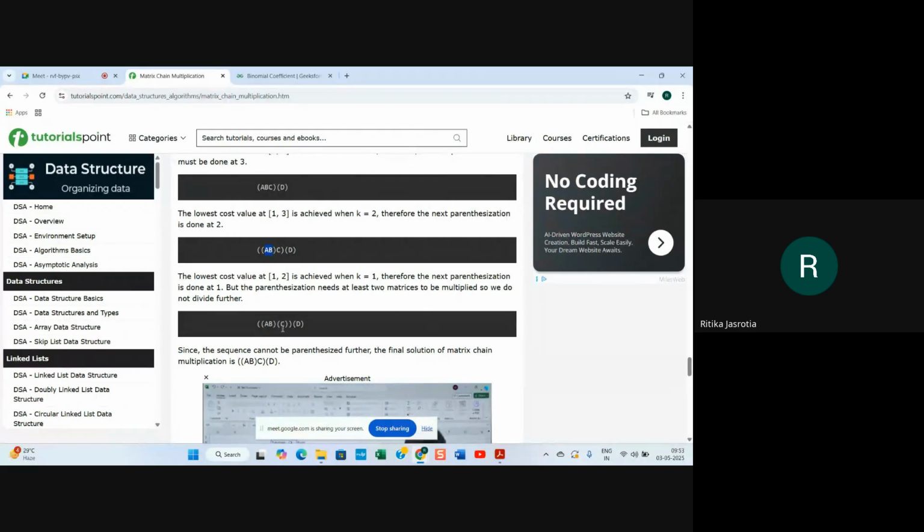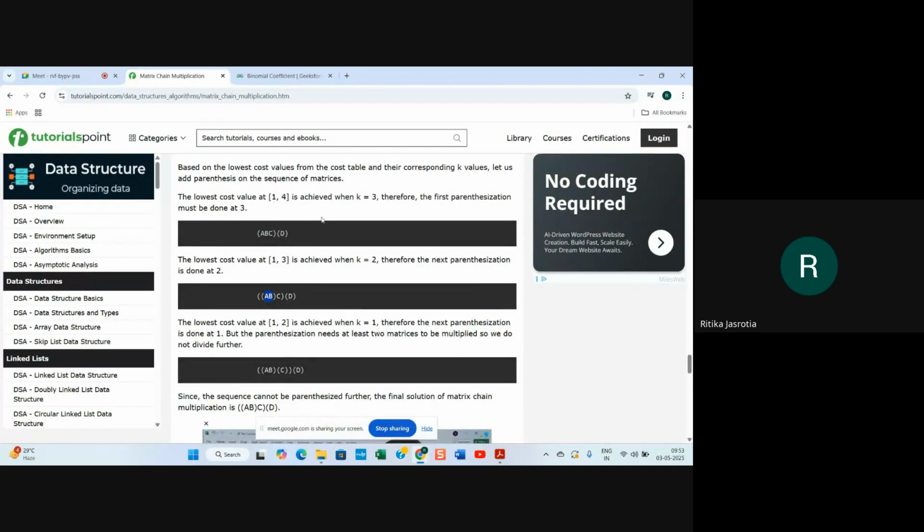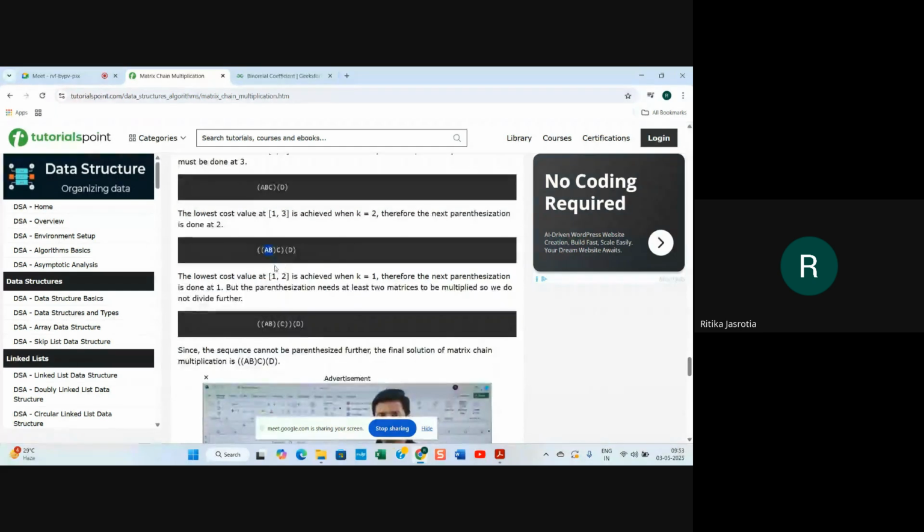So here, rather than doing this, you can keep it that first you will divide at 1, 4 where your k is 3, so you will multiply the three matrices and keep them in the parenthesis, right? Then they are saying at 1, 3 k is 2, you will keep a b, two matrices, in parenthesis, then c and d, so an outer bracket and then this.